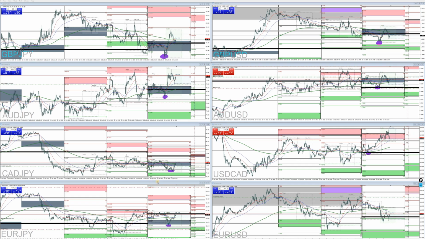All right, as a quick update, I noticed that the CAD yen is starting to bounce off of the weekly M2. So I went ahead and marked that, and I'm just waiting for a breach of the central pivot point. I'll bring you updates as they come.